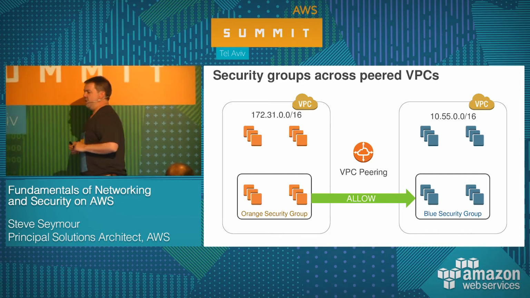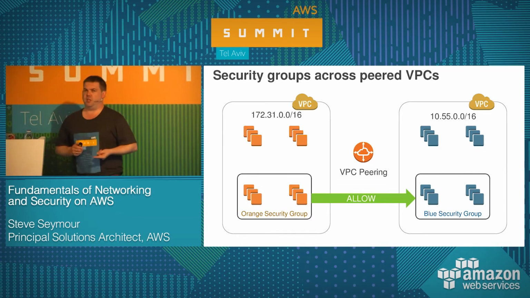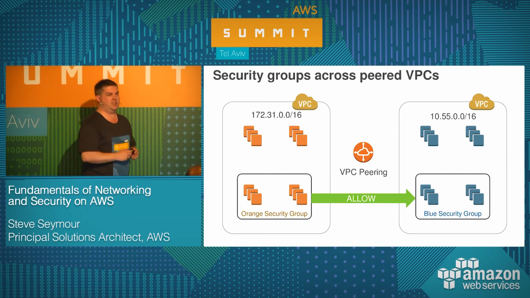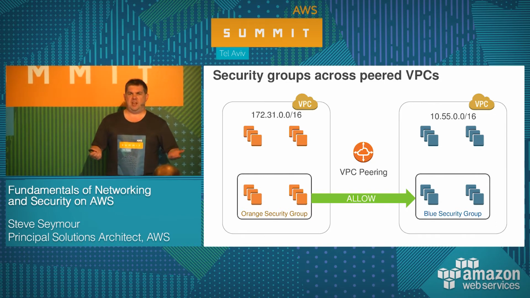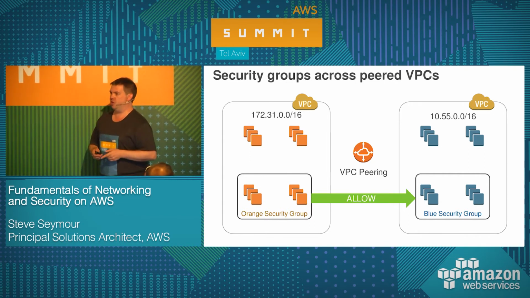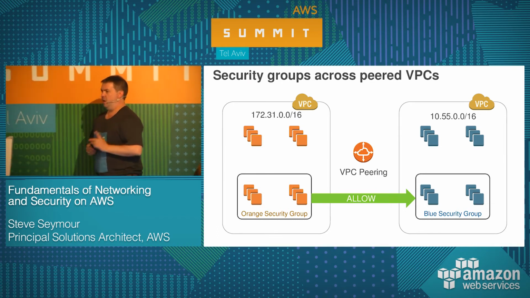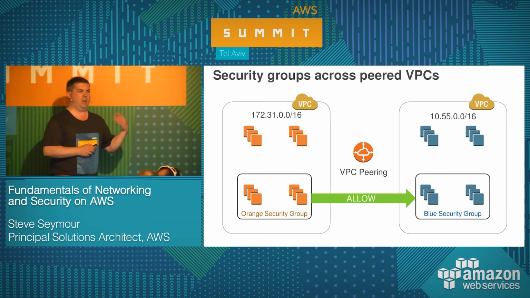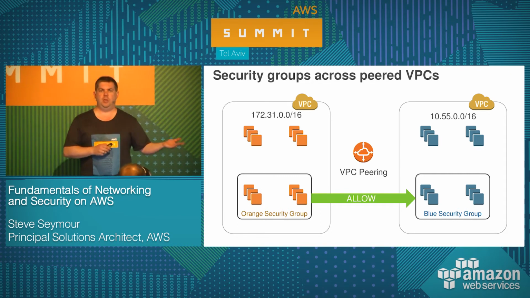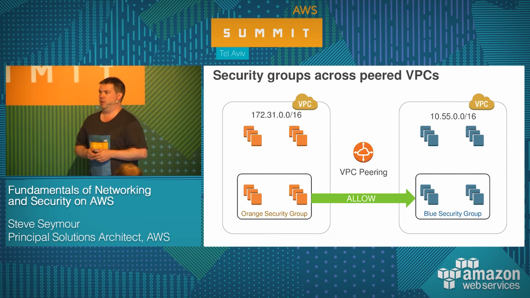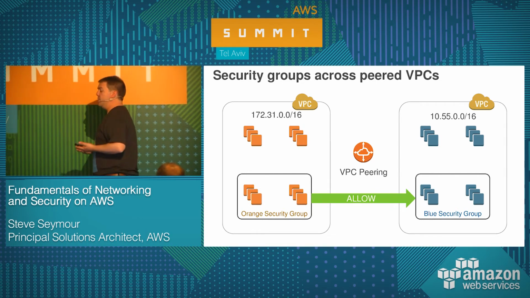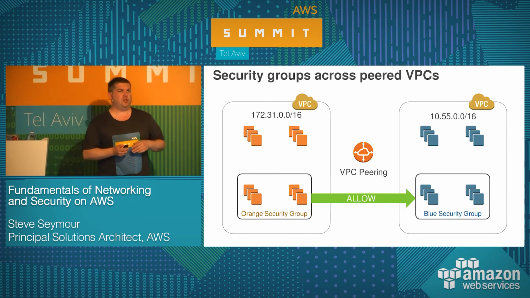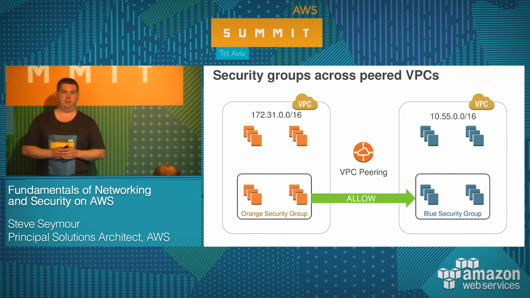When we create these VPCs, though, we'd still like to be able to use security groups between them. So earlier we created my web servers, my backend servers. Well, we've got two VPCs now. We'd like to be able to refer to them across VPC peering. And we can do that. So if we have an orange security group, we can choose to allow traffic from that orange security group into our blue security group. So VPC peering works within an AWS region, enables you to connect two VPCs together, and allows you to refer to security groups between those VPCs.